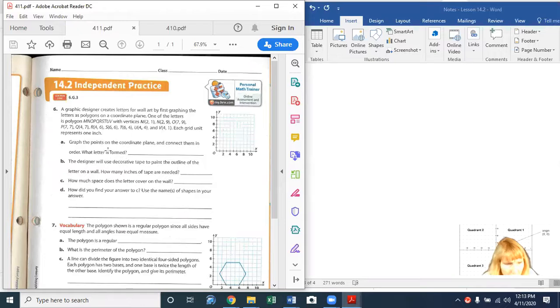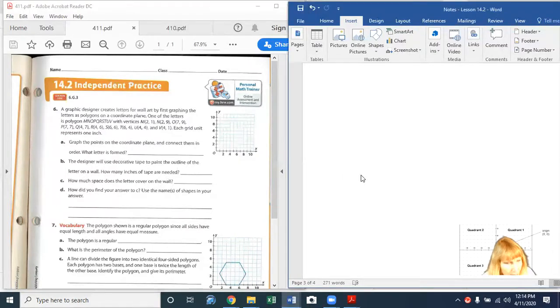Now it says graph the points on the coordinate plane. We did that together, and then connect the dots. We didn't connect the dots. So what letter is formed? Exactly the same as the one I just did under the document camera where we formed an L. This will be forming a different letter. So the designer will use decorative tape to paint the outline of the letter on the wall. So I have some hints for you here. Let me bring those up.